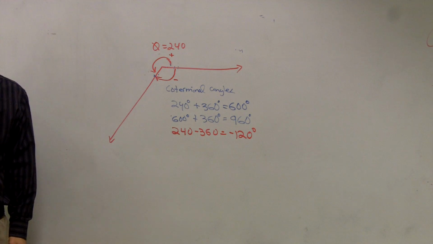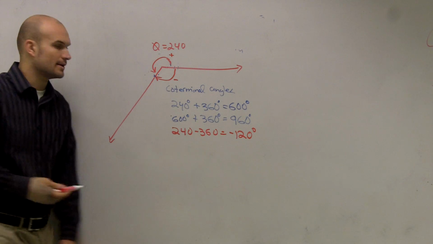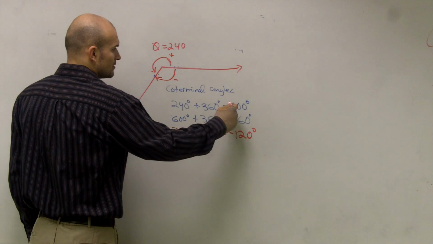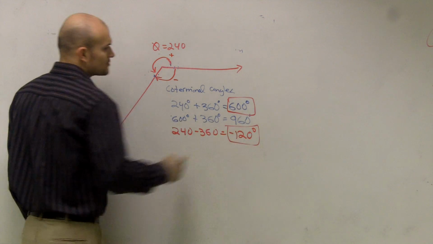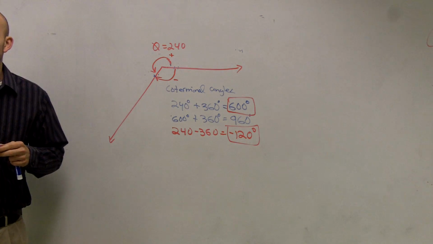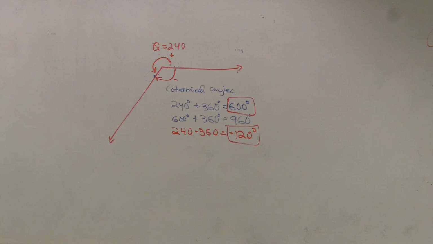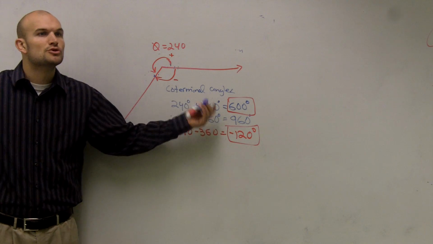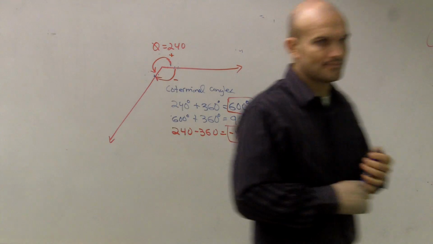Just like we did on radians. Yep, exactly just like radians. Add and subtract 2 pi. Right? So therefore, two coterminal angles, I can do 600 degrees and a negative 120 degrees. So that's how you find your coterminal angles when dealing with degrees. If you're dealing with radians, instead of using 360 degrees, you would use 2 pi. Add and subtract 2 pi until you get a positive and negative.